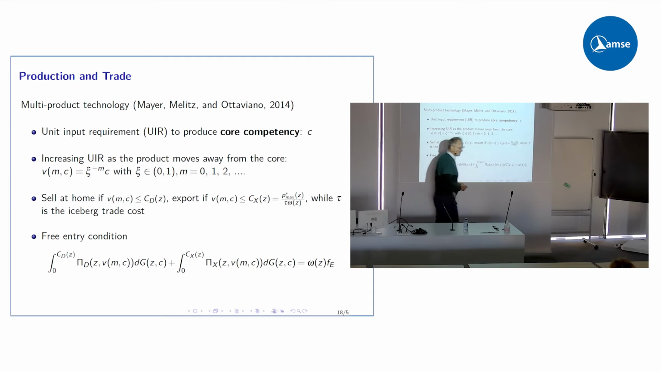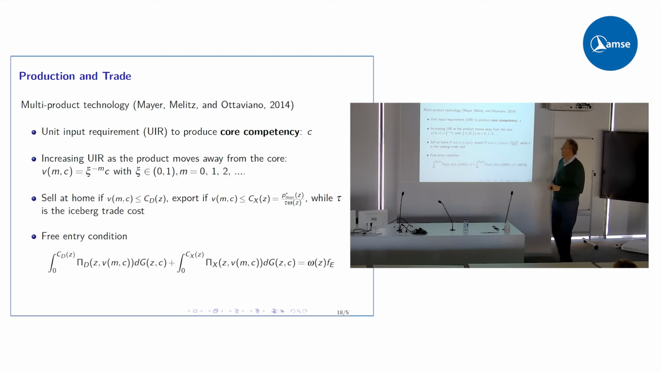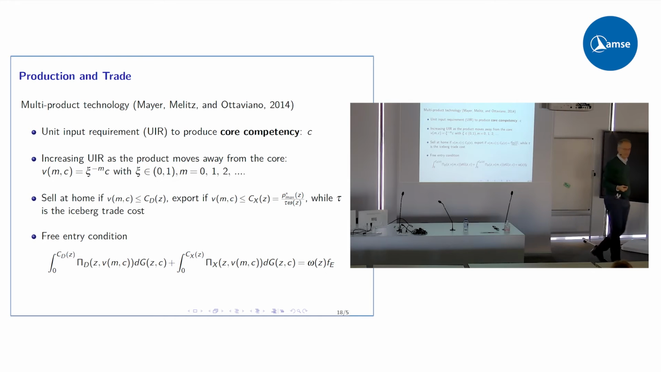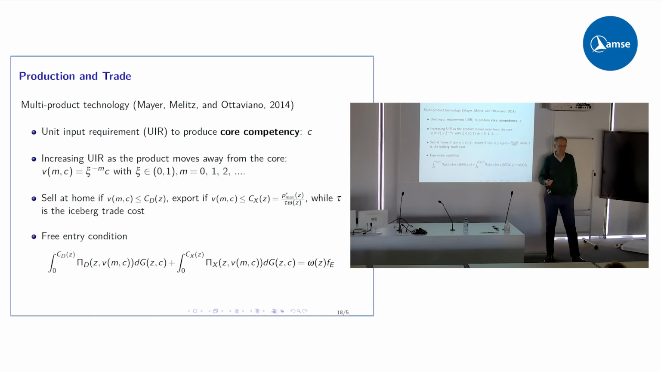On the production side, there is a multi-product production, but essentially it's just a simple variation of the standard Melitz model. So when firms want to produce, they have to pay a sunk cost of entry. If they pay the sunk cost of entry, for sure they are able to produce something, but ex ante they don't know how good they will be in producing.